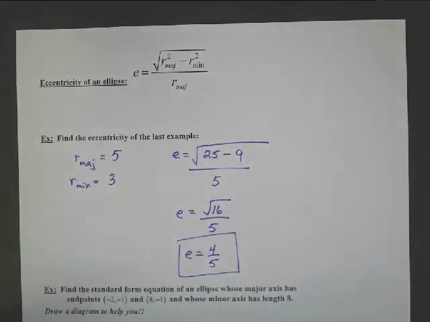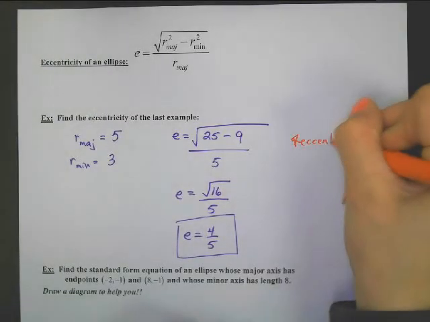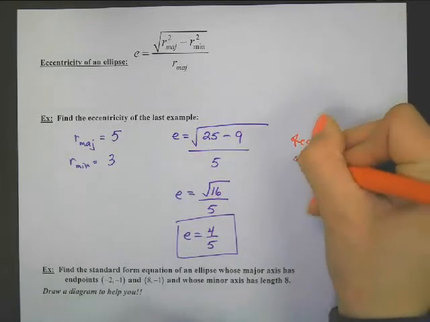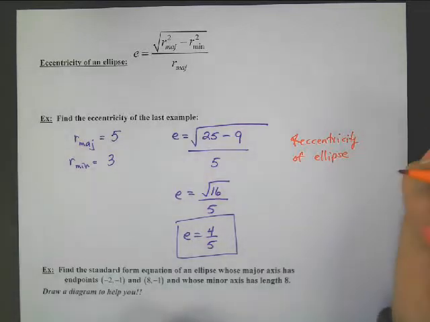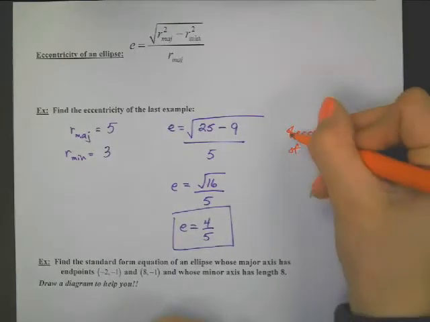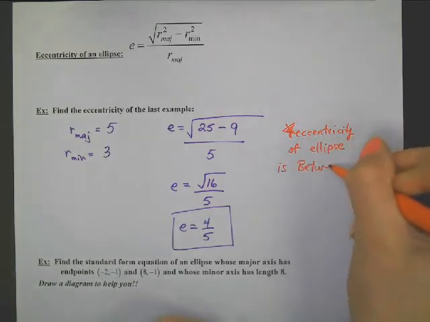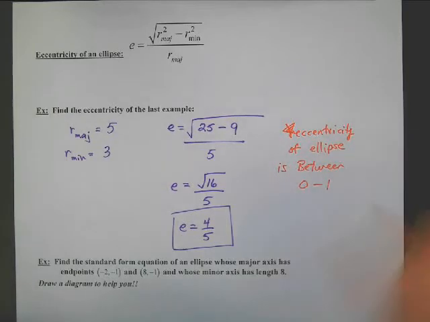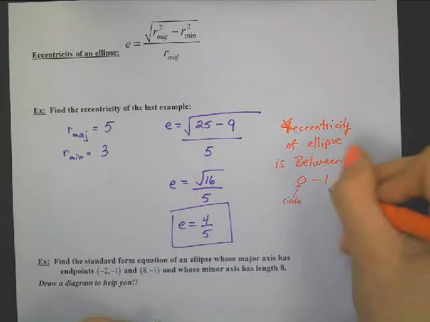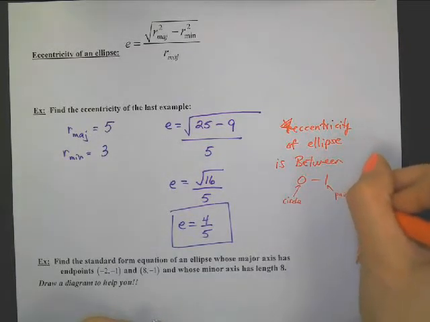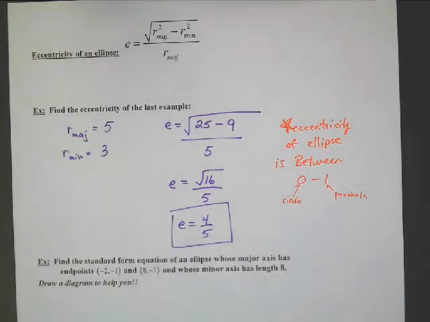4/5. Okay, and I'm just going to give you a little note here to make sure you get these right. The eccentricity of the ellipse, could it be 0? No, it can't be 0 because then that's a circle. So the eccentricity of the ellipse is always going to be between 0 and 1. 0 means that it's a circle, and 1 means that it's a parabola. But if you are between 0 and 1, then you are definitely an ellipse.